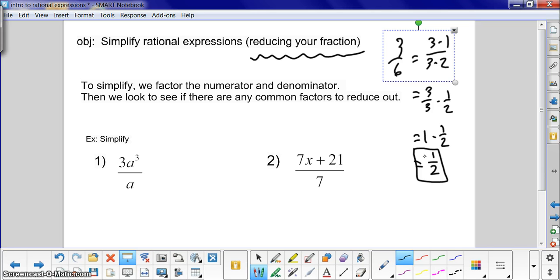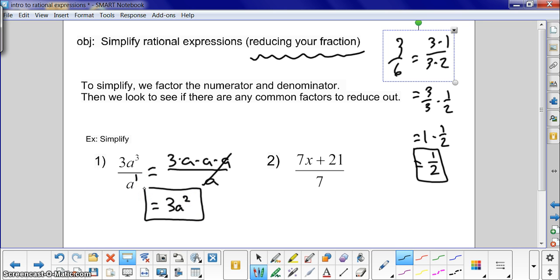We're going to do the same thing with polynomials now. 3a cubed over a. This is a review. You should know that I can just subtract my exponents. A cubed over a to the first should give me a to the second. But technically this is 3 times a times a times a over a to the first. And because these are connected to each other by multiplication, I can reduce top to bottom, because a over a just means 1. And I'm left with 3a squared. So there's a very basic example of simplifying.